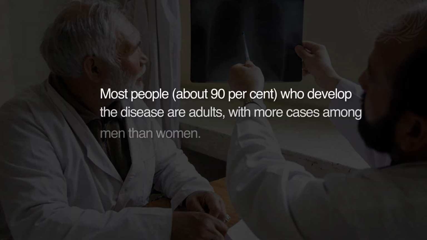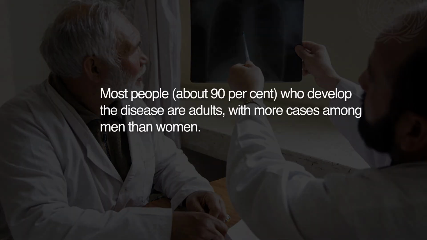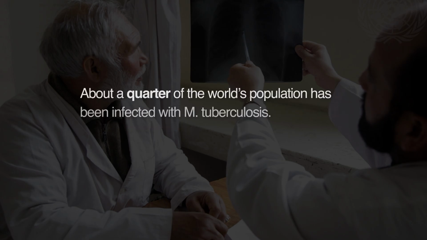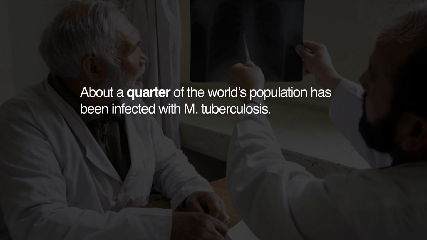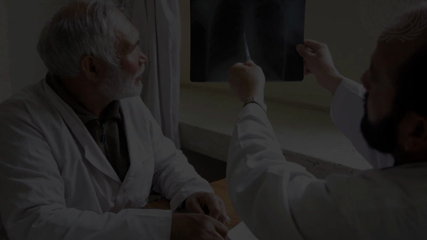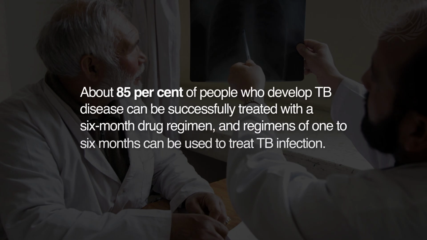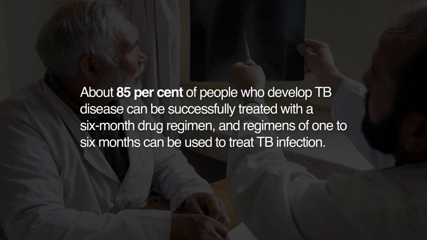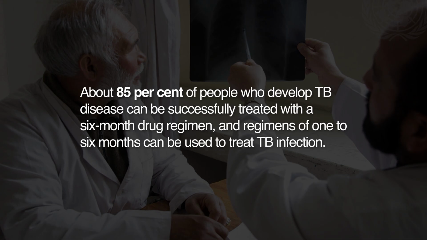Most people, about 90%, who develop the disease are adults, with more cases among men than women. About a quarter of the world's population has been infected with Mycobacterium tuberculosis. TB is curable and preventable. About 85% of people who develop TB disease can be successfully treated with a 6-month drug regimen, and regimens of 1 to 6 months can be used to treat TB infection.